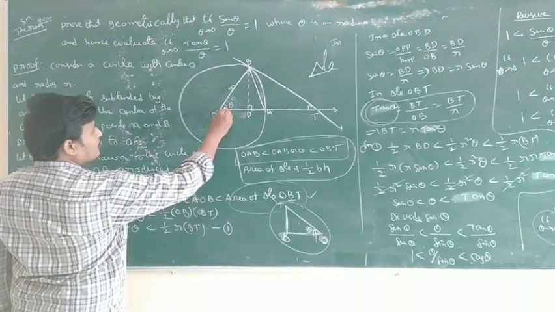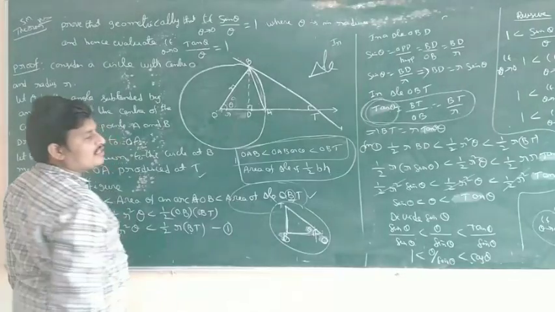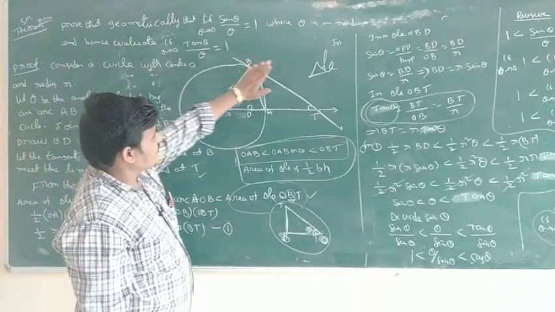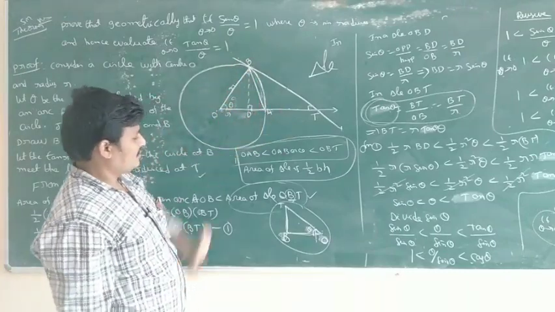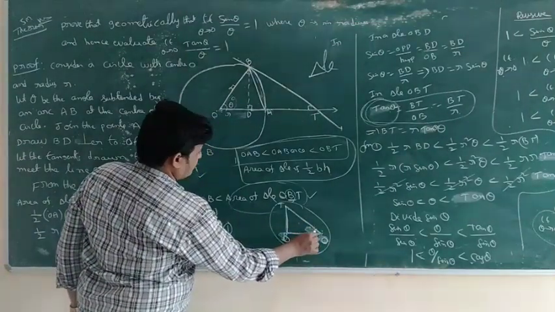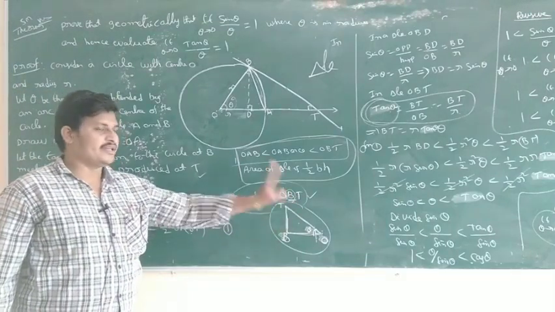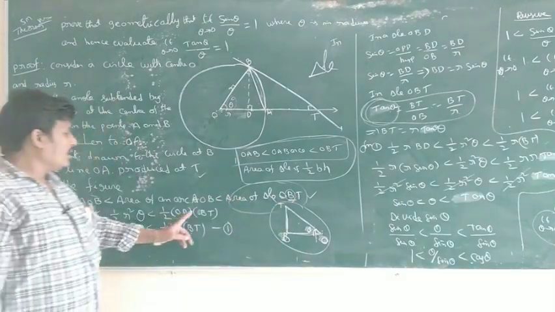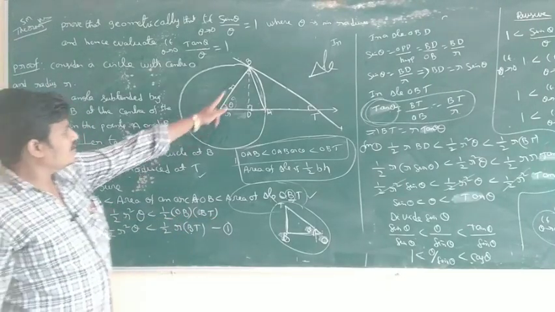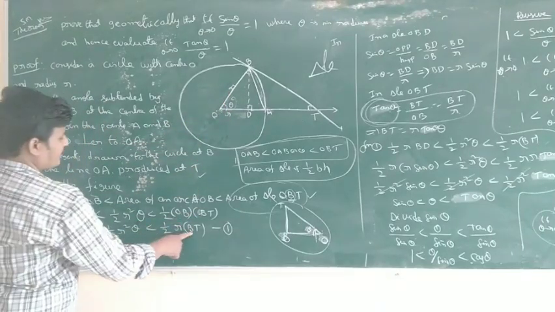This is the triangle OBT, with the angle at B. This is the base and this is the height, and this is theta. Clear? Area of triangle OBT: base OB, height BT. OA is equal to OB is equal to R. So R into BD is less than R into BT.